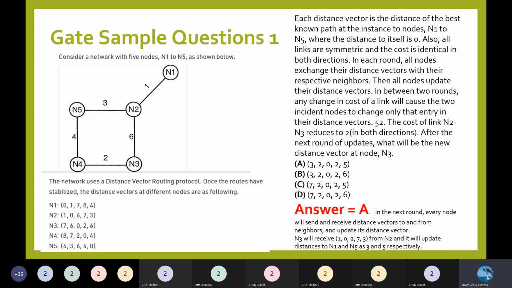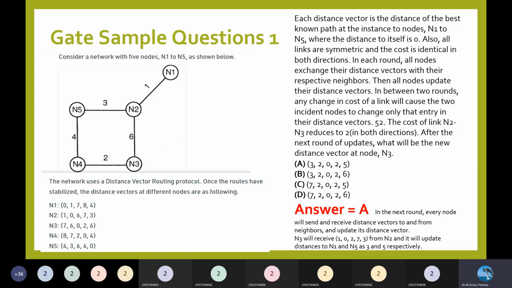So let's see. This is a topology of five nodes: node 1, node 2, node 3, node 4, node 5. The cost of node 1 to node 2 is 1, the cost of node 2 to node 3 is 6, the cost of node 3 to node 4 is 2, node 4 to node 5 is 4, and node 5 to node 2 is 3. So the costs are given in detail.